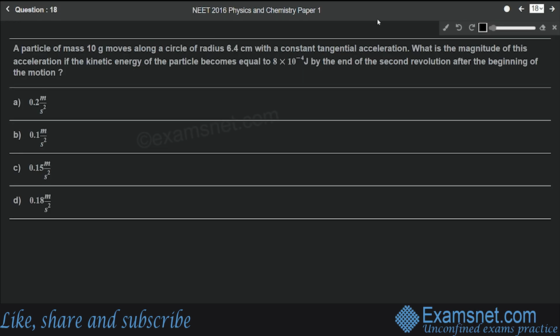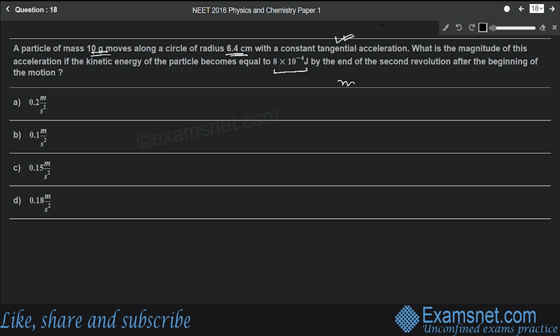Question number 18 is from the chapter Work, Energy and Power. And the question is, a particle of mass 10 gram moves along a circle of radius 6.4 centimeter with a constant tangential acceleration. What is the magnitude of this acceleration if the kinetic energy of the particle becomes equal to 8 into 10 to the power minus 4 joule by the end of second revolution after beginning of the motion?